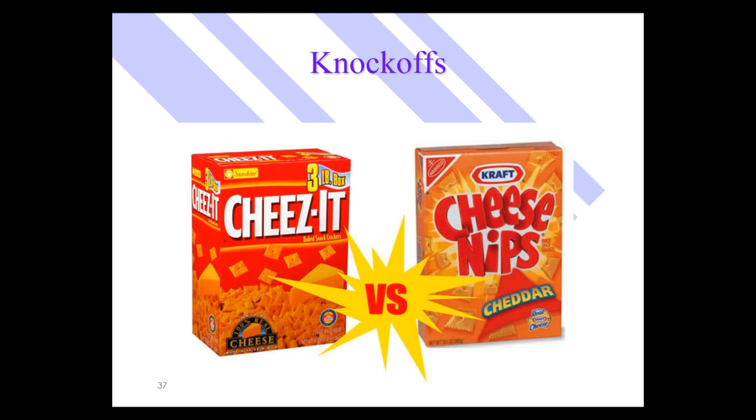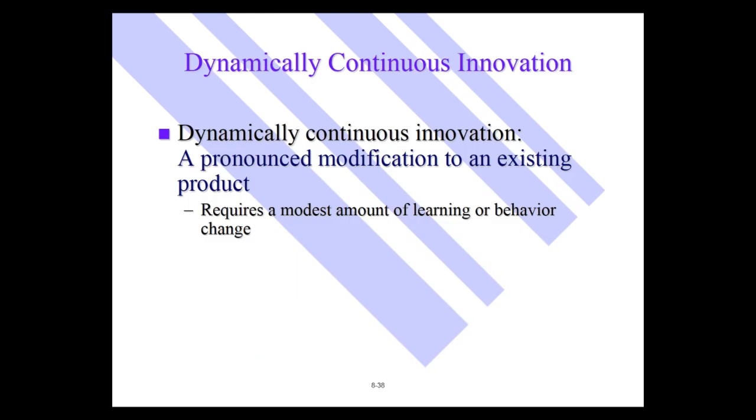If it's just a slight modification to an existing product, that's called a continuous innovation. If it's a more pronounced modification, that's called a dynamically continuous innovation. Dynamically continuous innovations are pronounced modifications to an existing product, and they might require a modest amount of learning or behavior change.